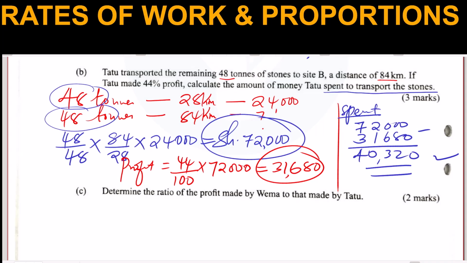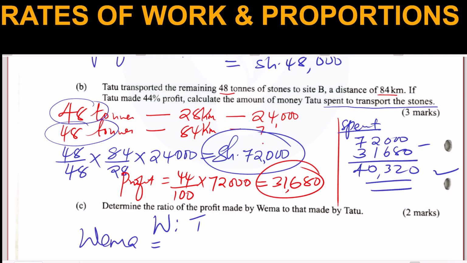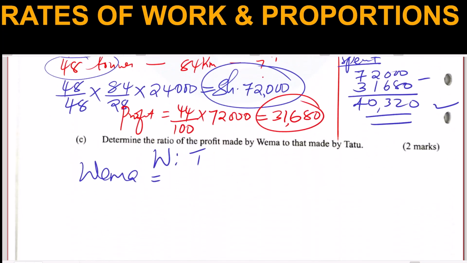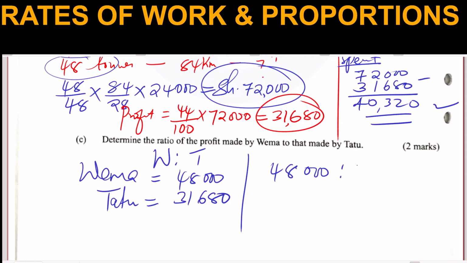Part C. Determine the ratio of the profit made by Wema to that made by Tatu. So Wema to Tatu, the ratio of the profit. We start with Wema. What profit was made by Wema? We got it in part 2 of the question as 48,000. Then for Tatu, I've just calculated the profit, 31,680. So the ratio of the profit will be 48,000 to 31,680.